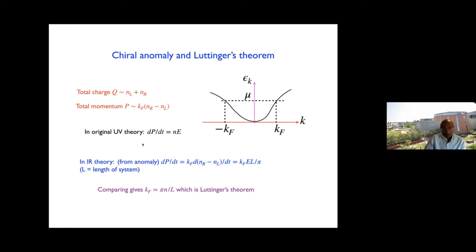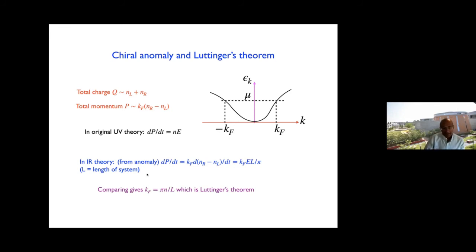So in the original UV theory, if we turn on an electric field, we know what happens to the momentum. It's given by Newton's law. So dP/dt, the total momentum, is equal to the total charge, total particle number, I'm interchanging N and Q, but the total charge times the external electric field. So this is a very simple equation, very familiar. Now let's try and reproduce this when we restrict to the low energy effective theory and focus on the low energy corner of the Hilbert space.